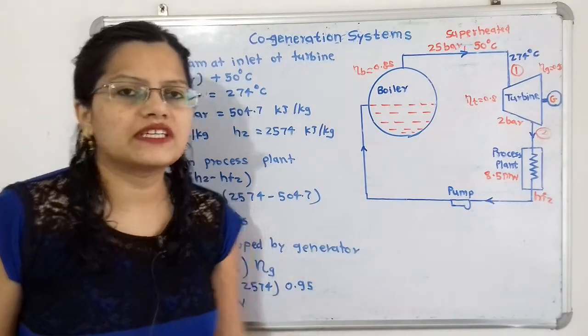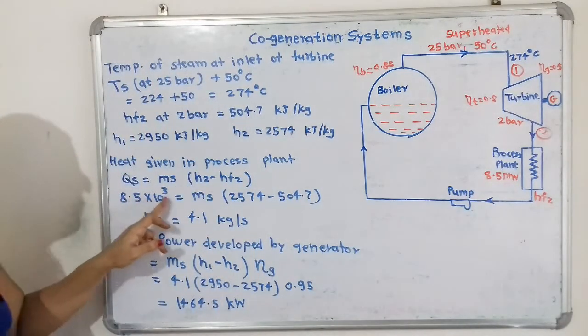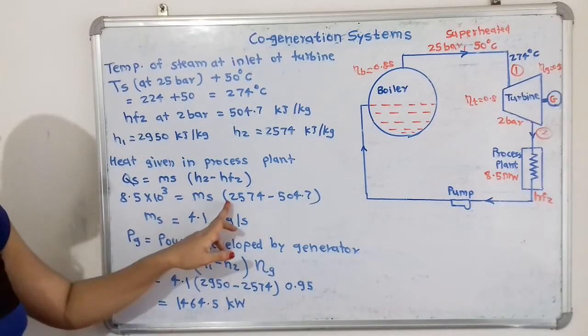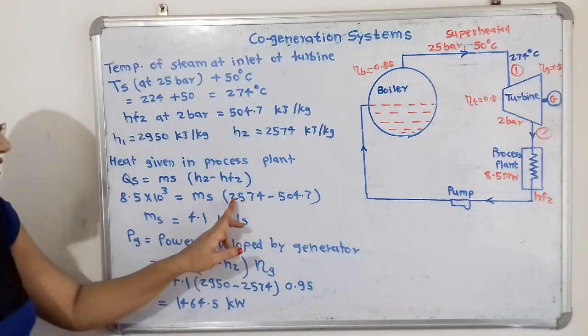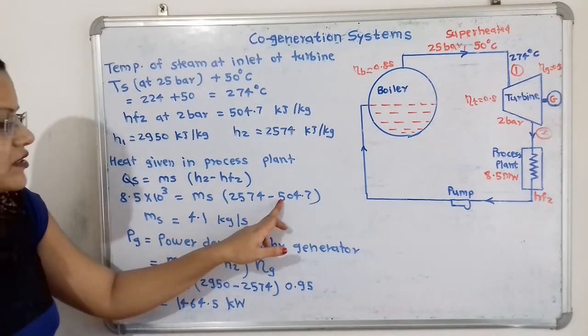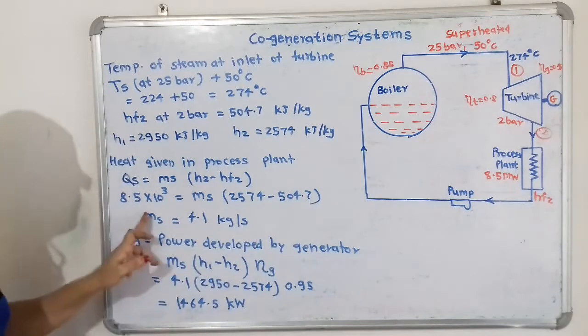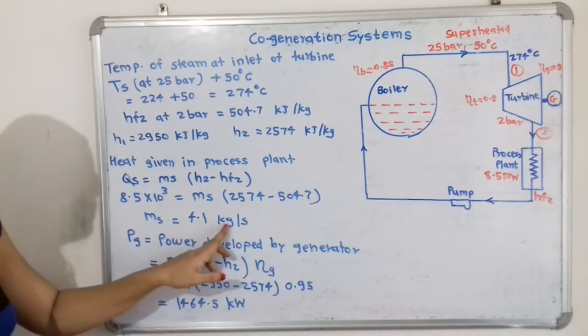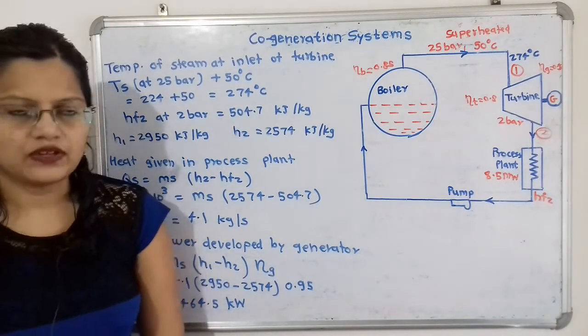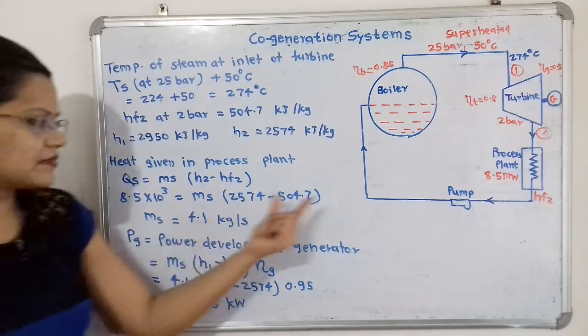So standard unit is kilowatt. So 8.5 into 10 raised to 3 is equal to ms times (H2 minus HF2), that is 2574 minus 504.7. So ms is equal to 4.1 kilogram per second. So this is the amount of mass of steam supplied.